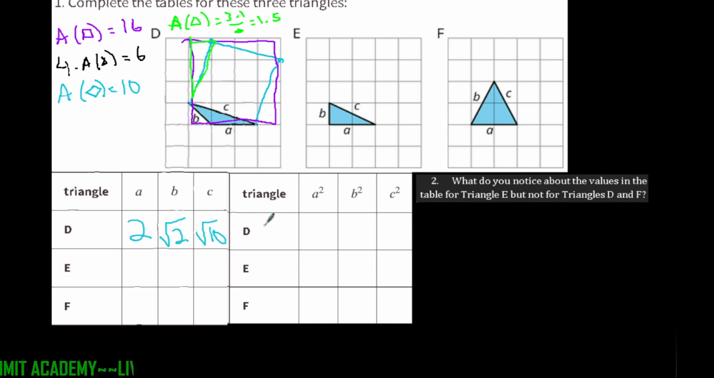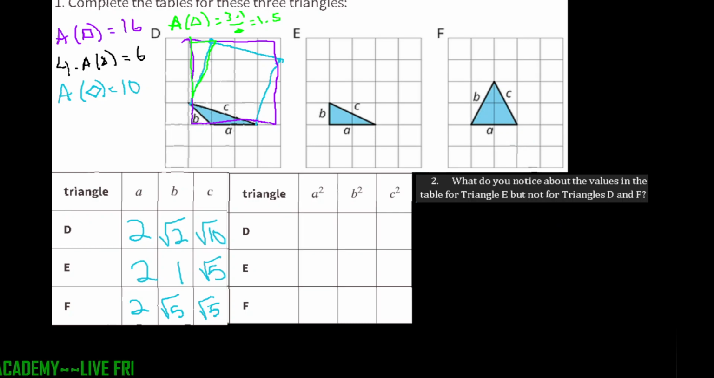Same idea with the others. For that triangle E, the side lengths are 2, 1, and square root of 5. And for F, a little bit trickier, but we can still find it. It's going to be 2, square root of 5, and square root of 5. So make sure you're seeing how that works.